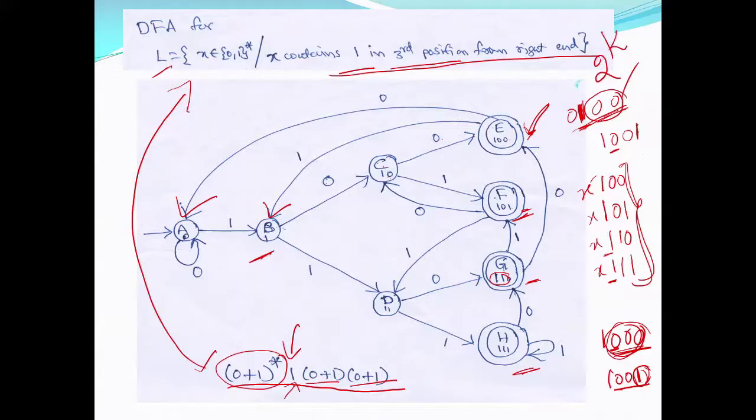It will be 2 power k. If it is 3, 2 power 3, you require 8 states. If it is 4, you require 16 states. If it is 5, you require 32 states. Less than that is not possible. You cannot design a DFA.